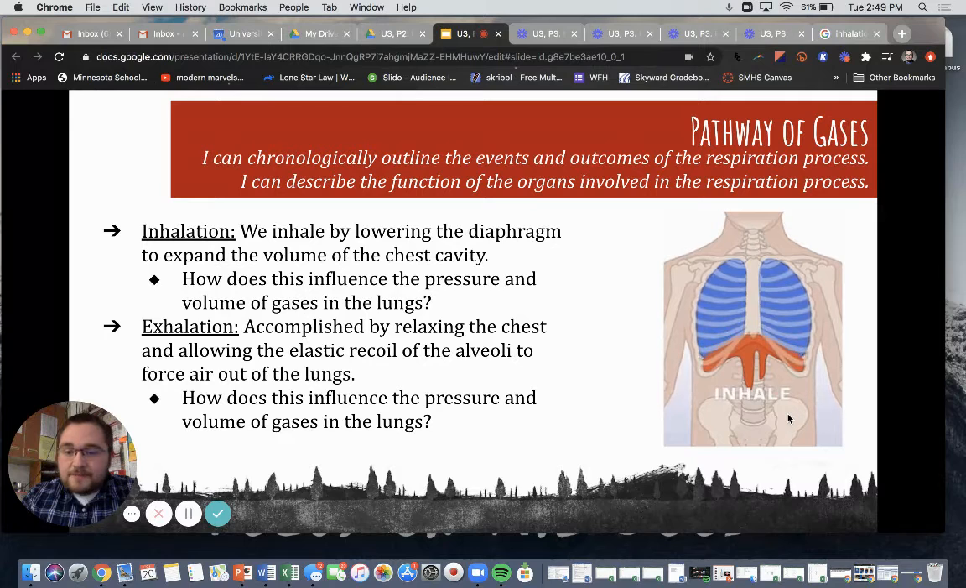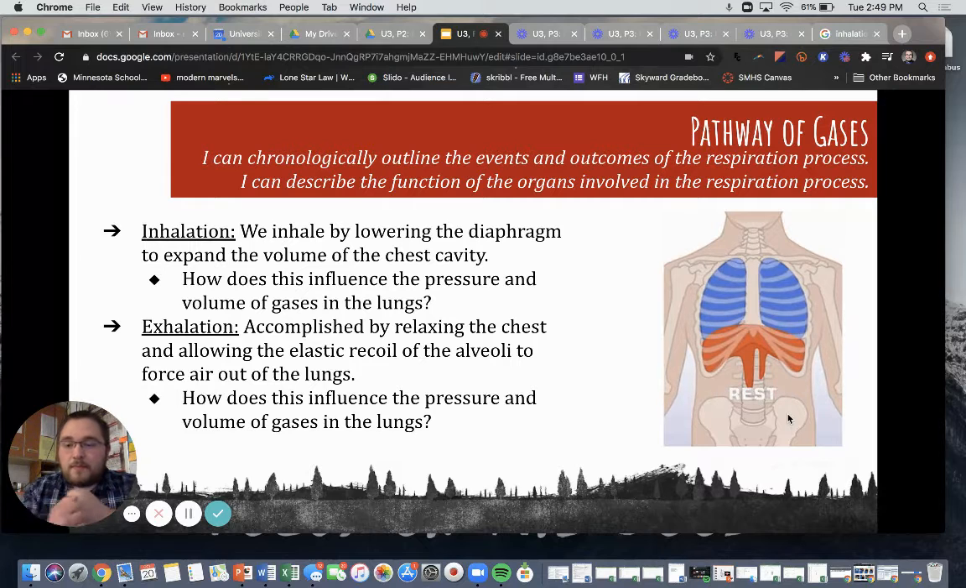When I am forcing air out of the lungs, I am decreasing the volume of my lungs because air is going out. So the pressure is actually going up, right? Because there's less space in my lungs. So those gas molecules in my lungs are in closer contact to one another. So the pressure actually goes up.